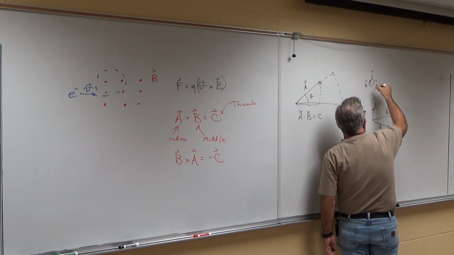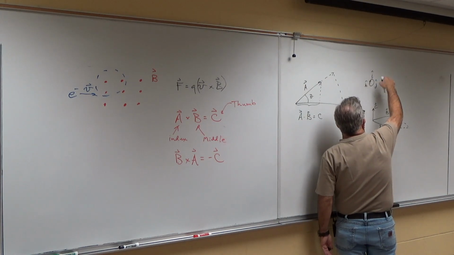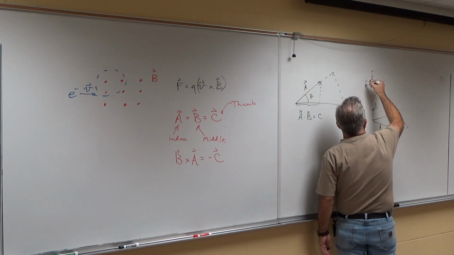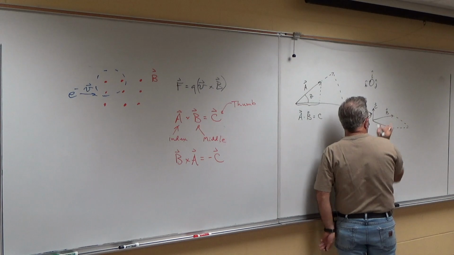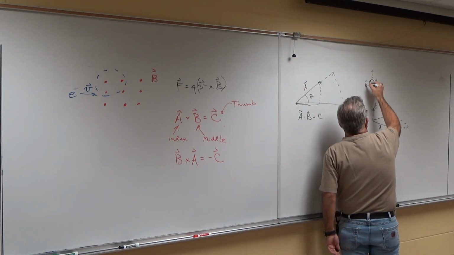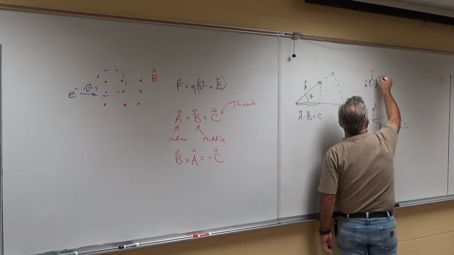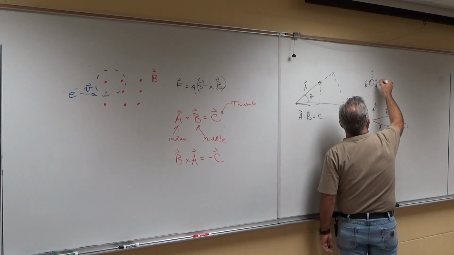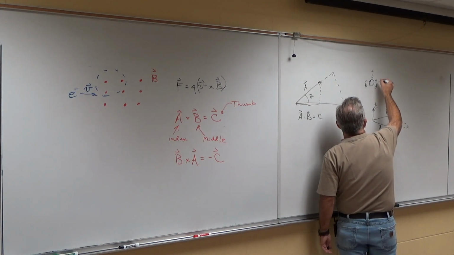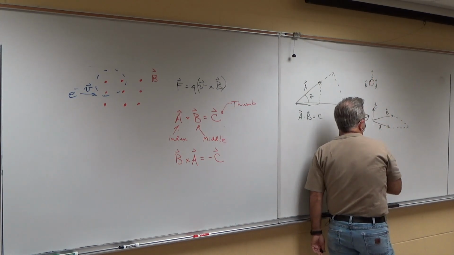If you go the opposite direction, counterclockwise, I hat cross k hat is negative j hat. K hat cross j hat is negative I hat. Last one, J hat cross I hat is negative k hat.